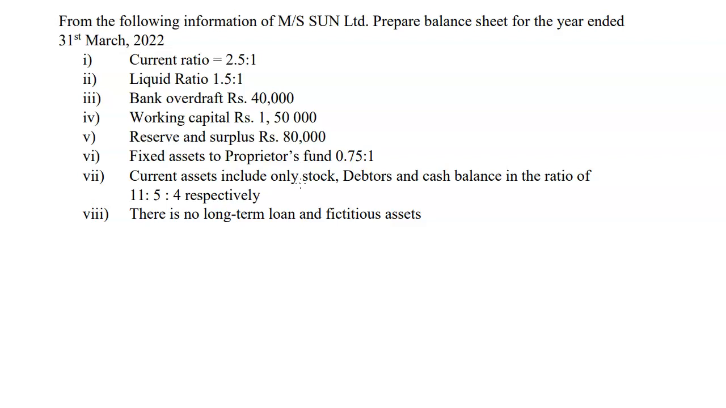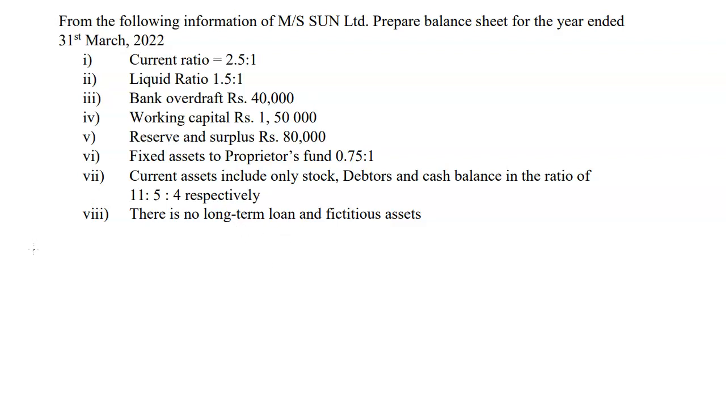Working capital 1,50,000. Reserves and surplus 80,000. We've been given fixed assets to proprietors fund at 0.75:1, and the ratio of the only current assets, debtors, stock, and cash balance in the ratio 11:5:4. All of this helps us think of what the balance sheet is going to be.